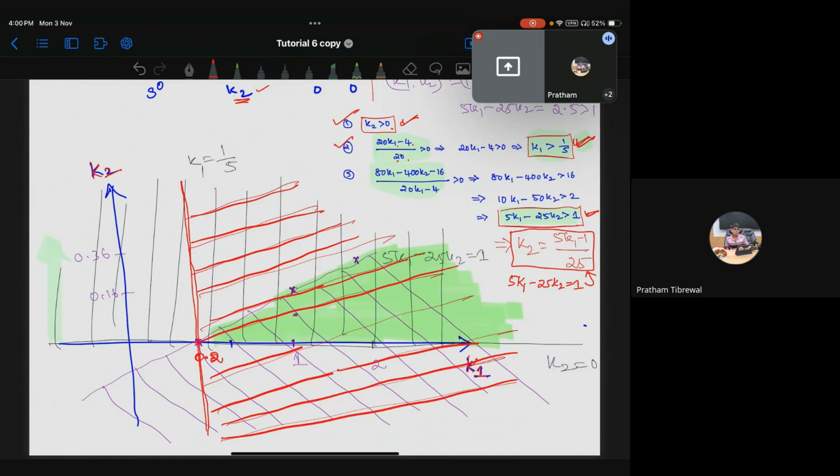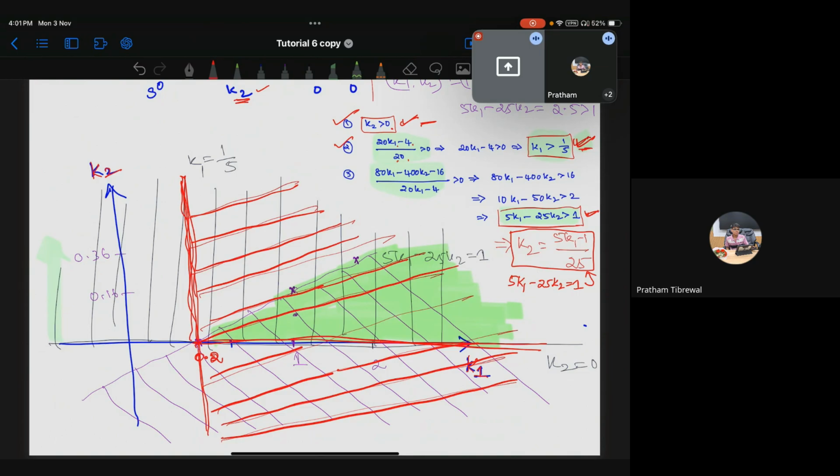Okay. Now what is the common region between these two? Can you tell me? The common region is this green part. Between this one and this one, the common region is this, correct?